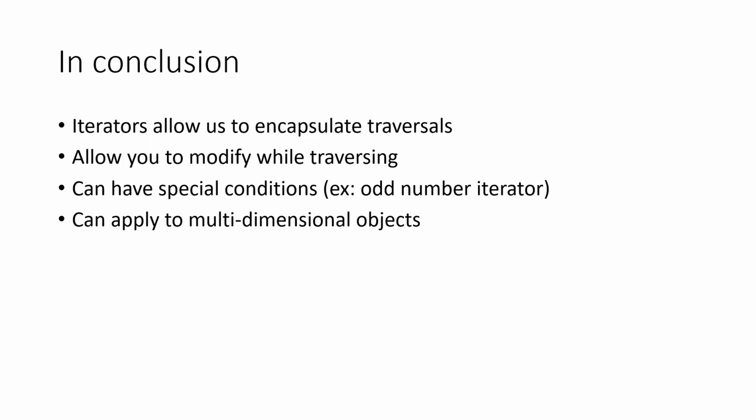Alright, so in conclusion, iterators allow you to encapsulate traversals in a different object. They allow you to modify whatever you're traversing as well. They can have special conditions, like the odd number one we saw before, and they can apply to multi-dimensional objects like that grid we saw.